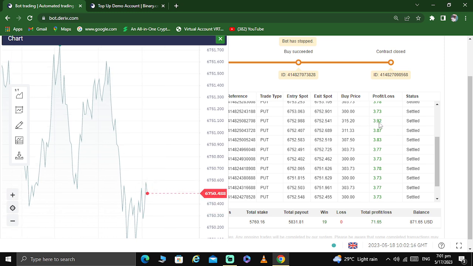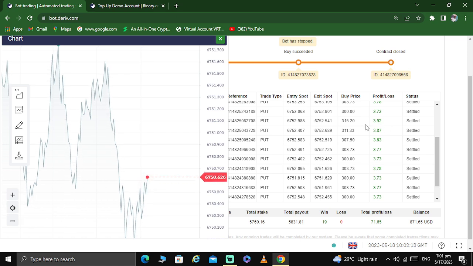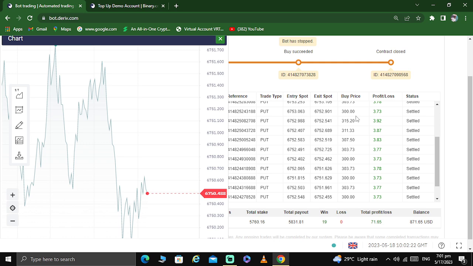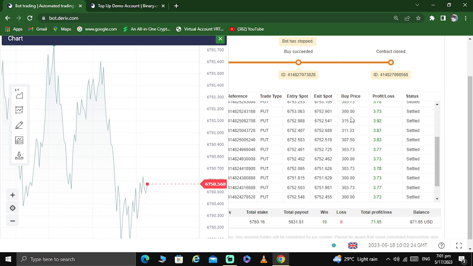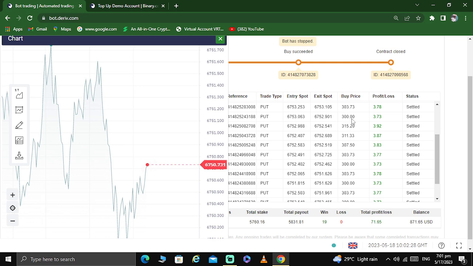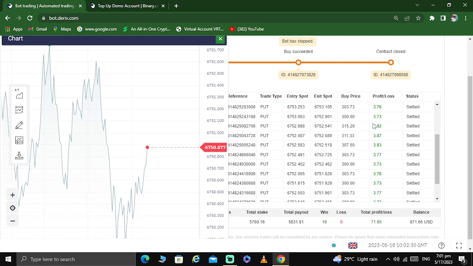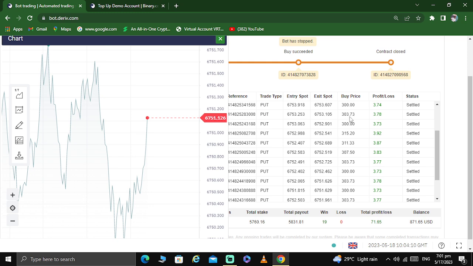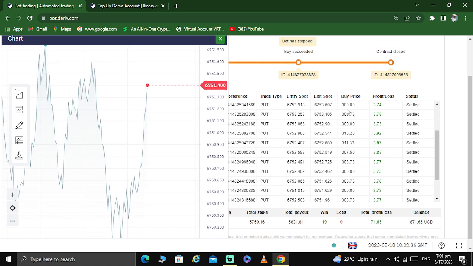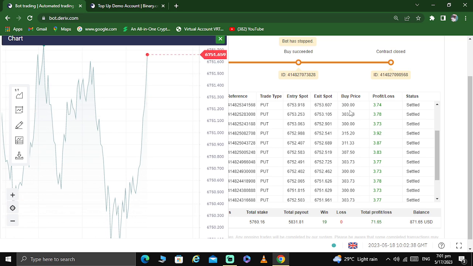And you remember my compound level is 5. So when it reached 5, it made a profit of 300 here. It made a profit when it returned to the initial stake after 5 compound levels. It returned to the initial stake, made a profit of 3.73, which was added to the next stake and made a profit of 3.78. I had to stop the bot because the market was going down.